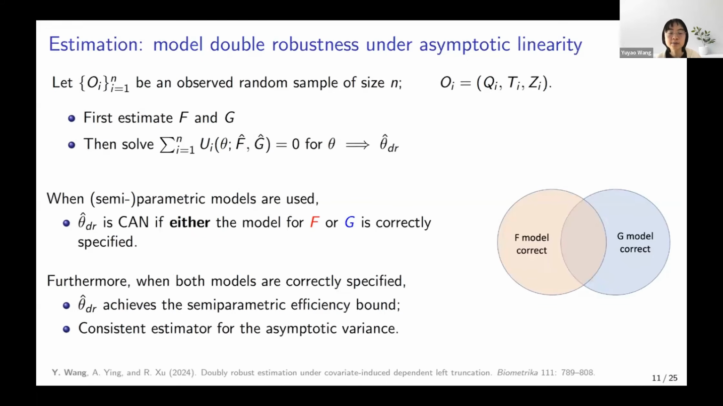nuisance parameters, whose estimators are asymptotically linear. And for such scenarios, the estimator is consistent and asymptotically normal if either the model for F or G is correctly specified, but not necessarily both. So compared with the IPW approach, which requires the model for the truncation distribution to be correctly specified, our approach has more protection against model misspecification. And also, when both models are correctly specified, our estimator achieves the same parametric efficiency bound, and also we have a consistent estimator for the asymptotic variance.